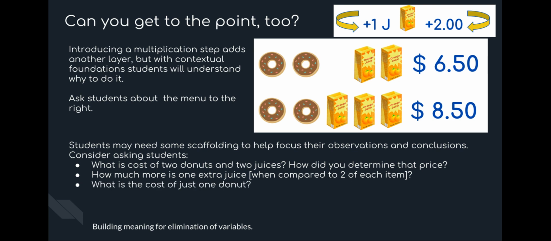And now we can determine the cost of just 1 donut. To do this, we can go back to our original equation. 1 donut, 1 juice, $3.25. We know that that juice is $2, so the donut has to be $1.25.